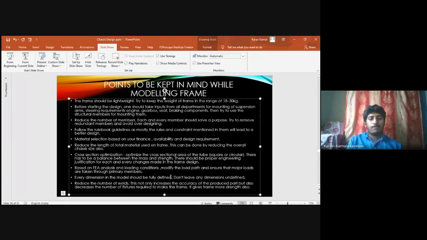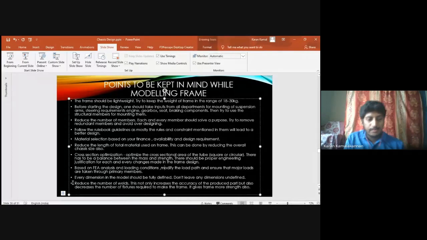In software like SolidWorks, you will have constraint states like over defined, fully defined, underdefined. If you leave dimensions underdefined, it may pose a problem when changing the dimension at any cost. I will explain that while explaining the model in SolidWorks. Don't leave any dimensions undefined. You must almost always define the dimensions.